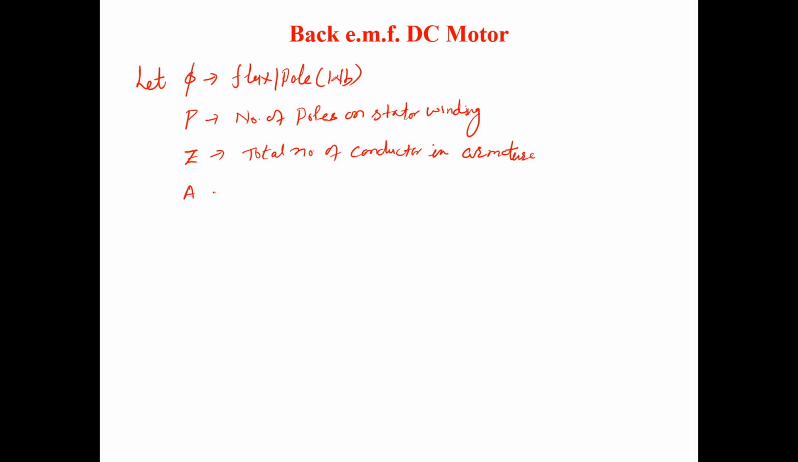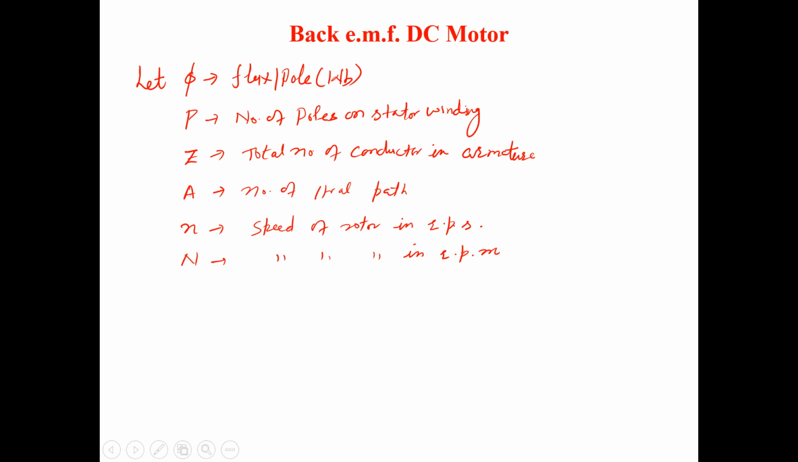And A is the number of parallel paths, and n is the speed of the rotor in revolutions per second, that is RPS, and N is the speed of the rotor in RPM.